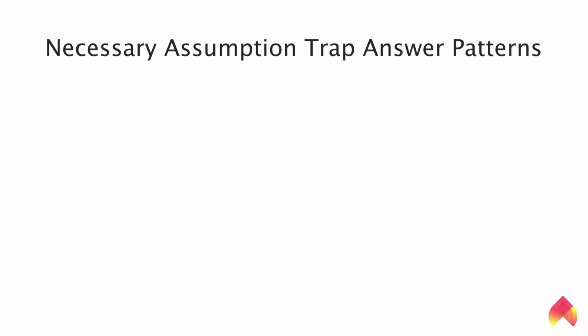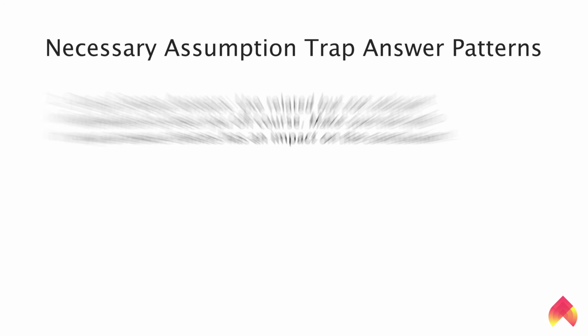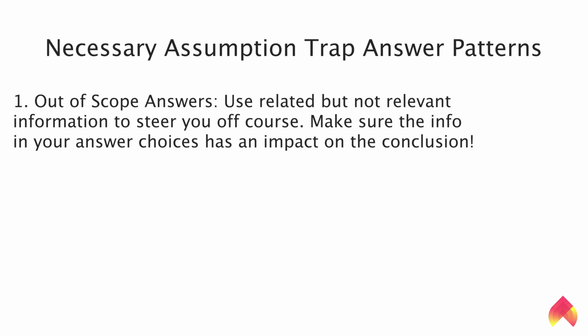Okay, so before we get into the practice questions, let's take a look at some trap answer patterns that are common within necessary assumption questions. First up, we have out of scope. These guys are going to be about a third of the wrong answers in necessary assumptions, so we have to stay really, really vigilant with what our scope is defined as in our stimulus, guys.